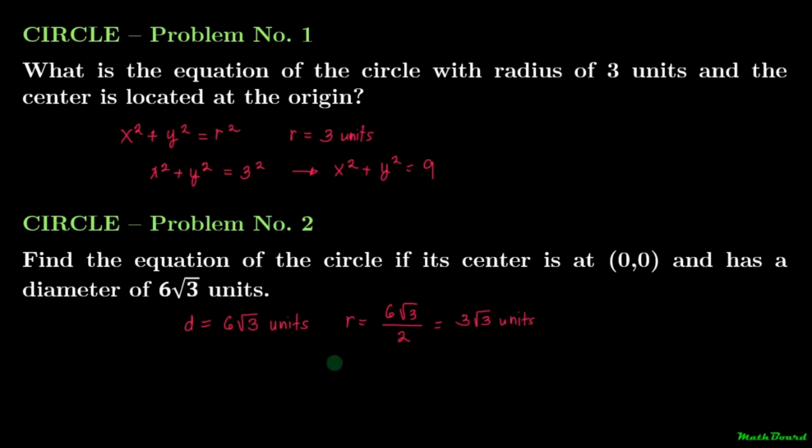units. Therefore, the equation of the circle will be x squared plus y squared equals 3 square root of 3 raised to 2. And that is x squared plus y squared equals 3 squared, so 3 times 3 is 9. Then cancel the square root, 9 times 3, 27. So this is the equation of the given circle.